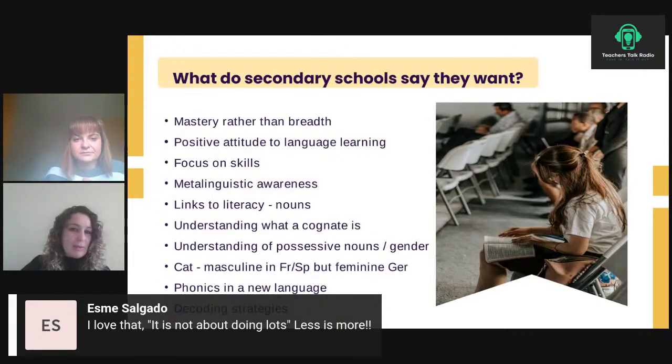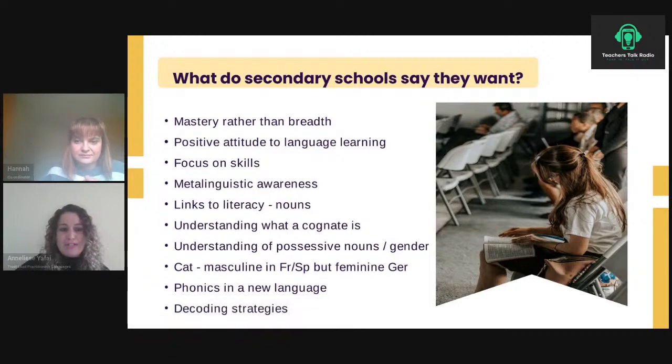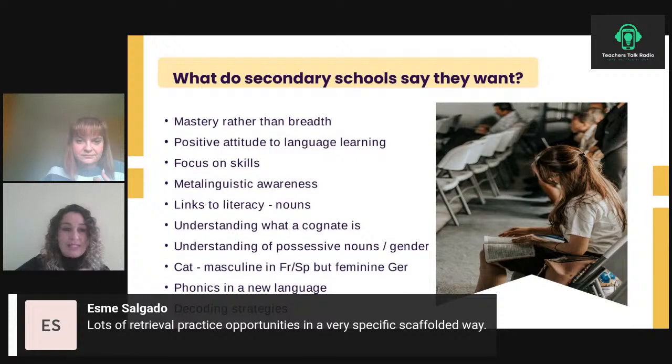And then I'll leave you with this. So what do secondary schools say that they want? And I think this is really important, this is a survey that I did with secondary schools, and actually they don't want students to know lots. They just want the basics. They want a skill focus, and they want them to know what a cognate is and the difference between a noun and adjectives and things like that.